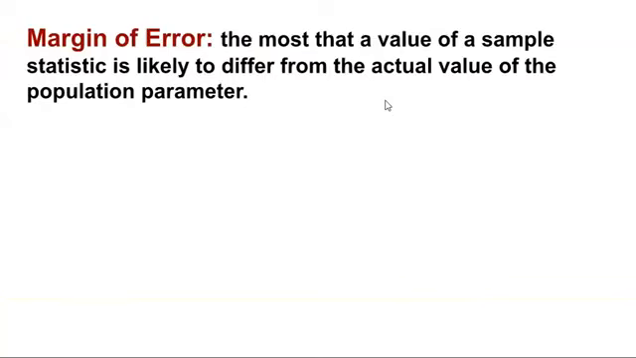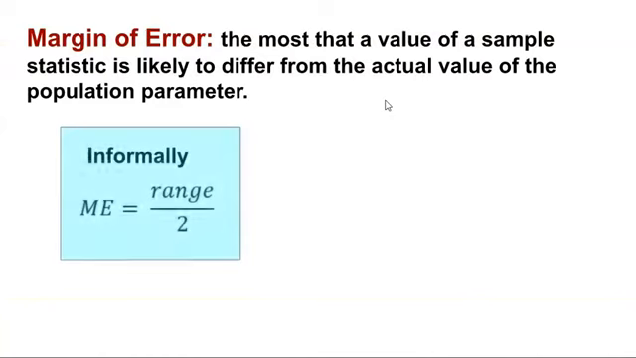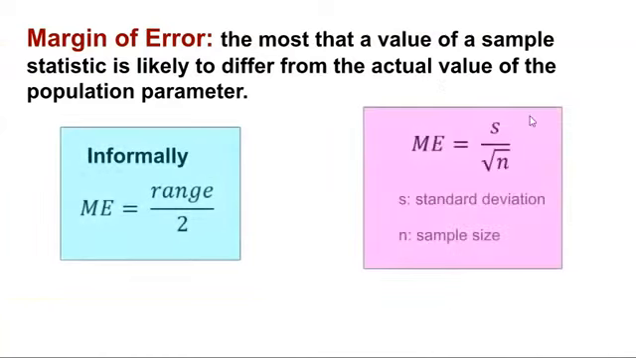Now, to calculate margin of error informally, you can take the range and divide by 2. You may also see this formula, which is the standard deviation divided by the square root of the sample size. But the purpose of studying margin of error in this course is not to be able to calculate it, it's to be able to understand what it is. To understand that it is the most that a value of a sample statistic, like a sample average, is likely to differ from the actual value of the population parameter, the population average.